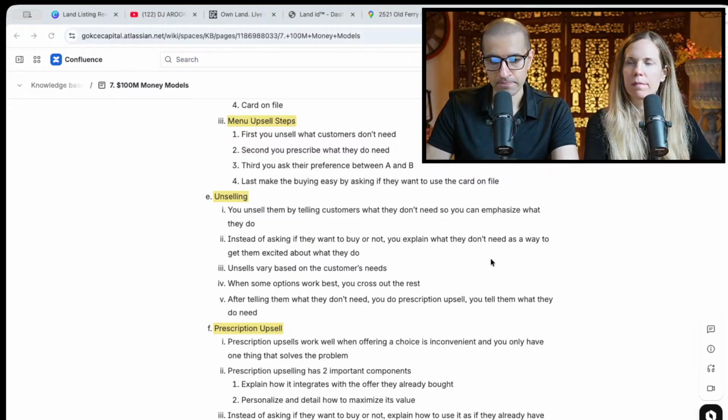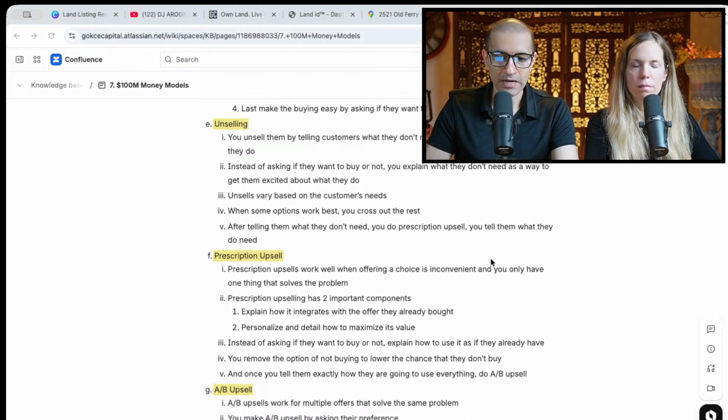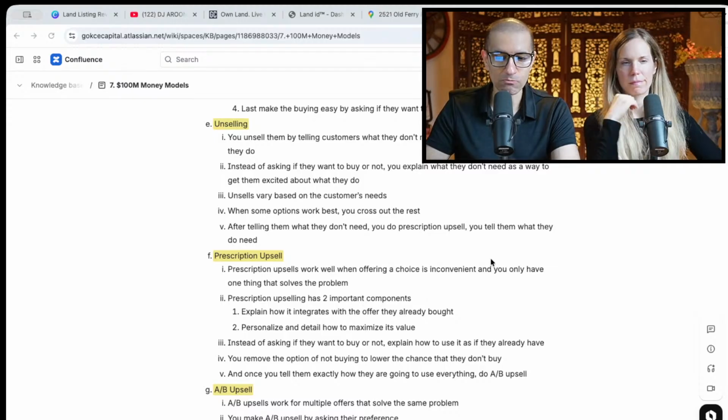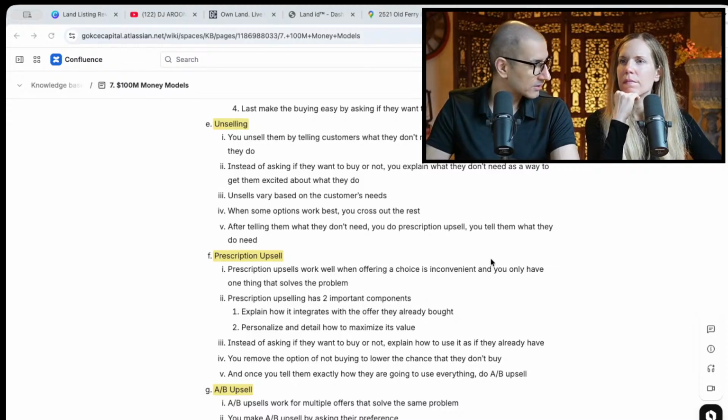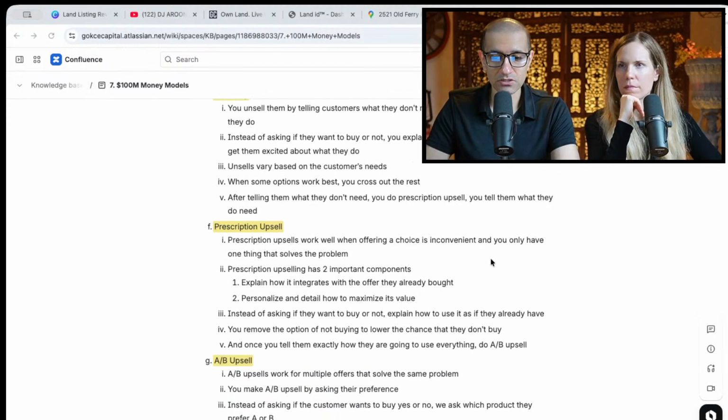Okay, unselling. You unsell by telling customers what they don't need, so you can emphasize what they do. Instead of asking if they want to buy or not, you explain what they don't need as a way to get them excited about what they do. Unsells vary based on the customer's need. When some options work best, you cross out the rest. After telling them what they don't need, you do the prescription upsell. You tell them what they do need.